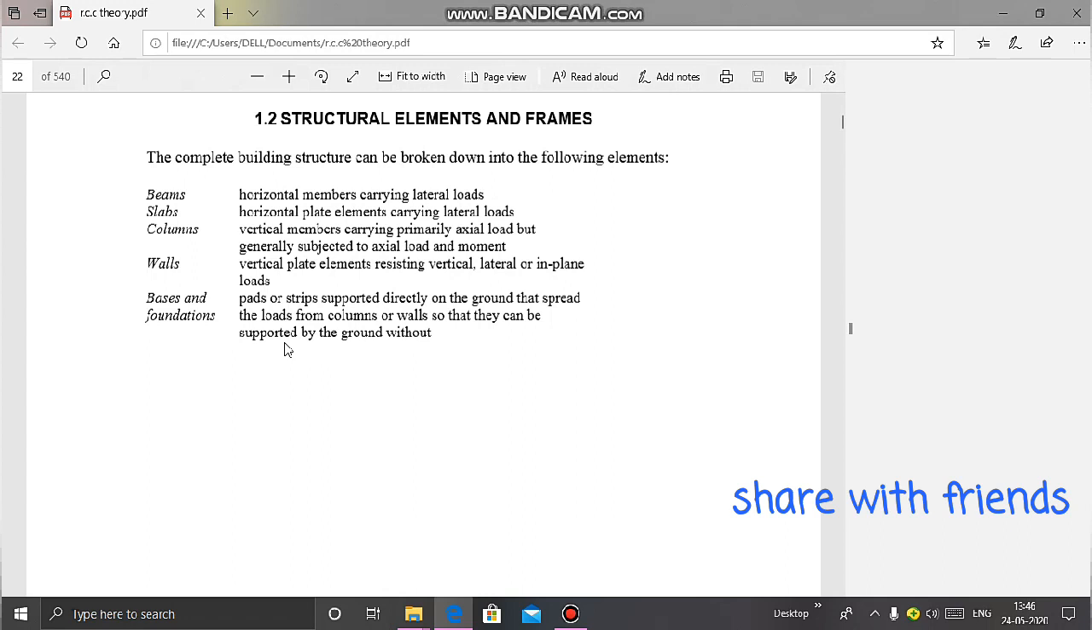Now columns. Columns are vertical members subjected to axial load and moment. In columns, it carries an axial load and moment also comes in columns, or we can say moment also plays a role in columns. What are walls? Vertical plate elements resisting vertical, lateral or in-plane loads. In walls, these types of loads always come: vertical, lateral or in-plane loads.